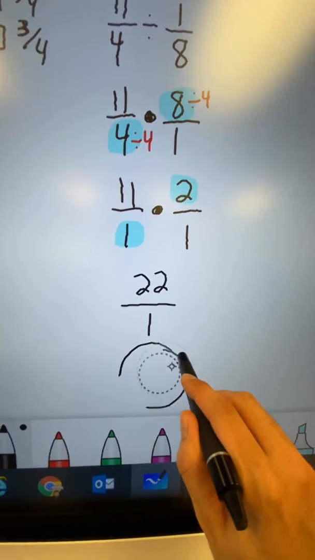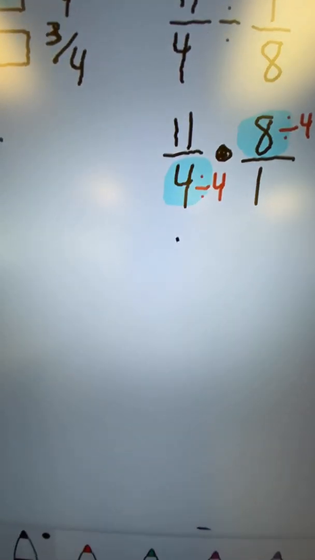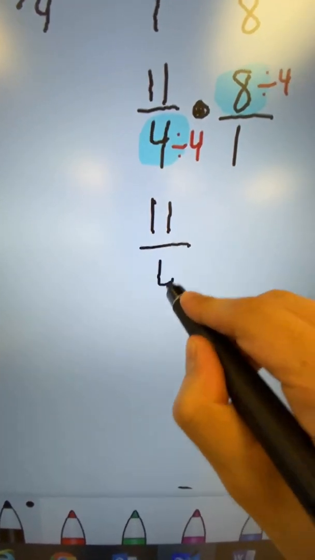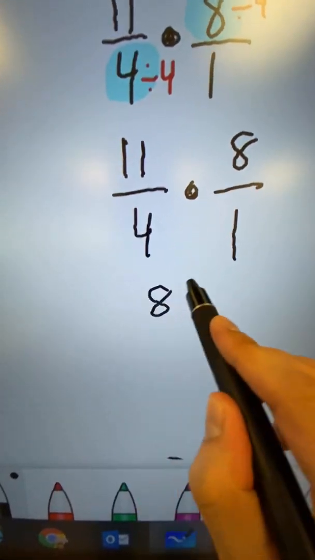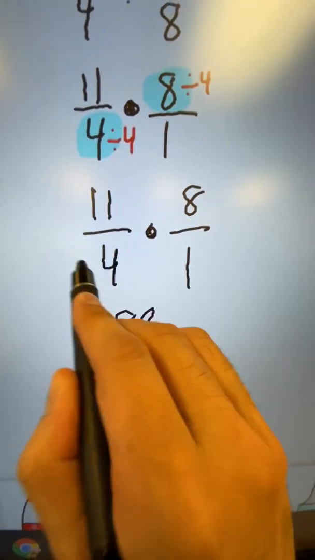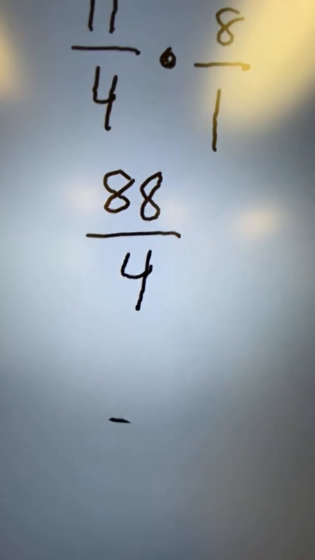And then also, I just want to point out that if I did not go ahead and divide both of these by 4, so let me just rewrite it. 11 over 4 times 8 over 1. If you just multiply directly, 88 over 4, right? Then you'd have to actually find the greatest common factor in the end.